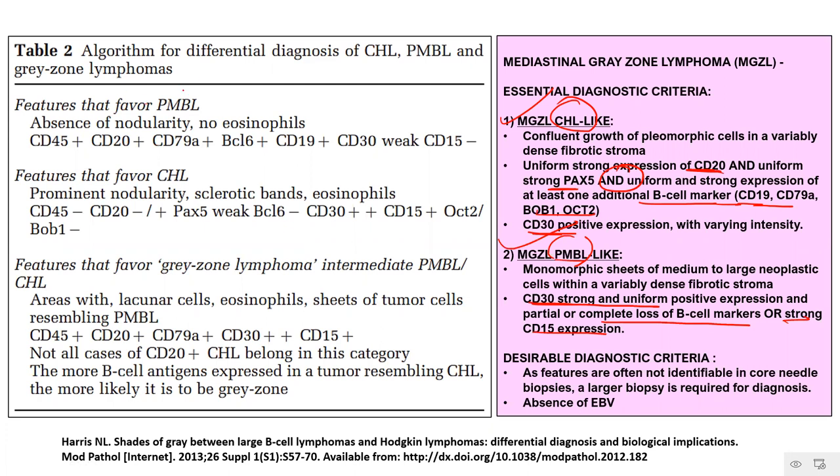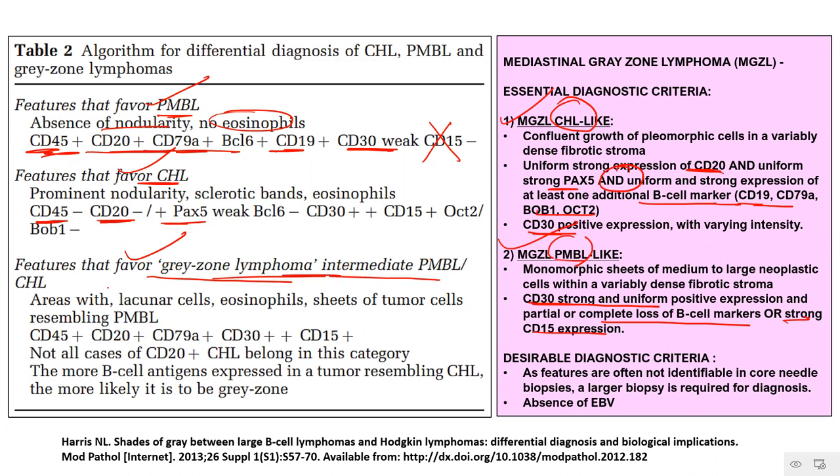So the features that would favor the primary mediastinal B-cell lymphoma would be an absence of nodularity without eosinophils, and the cells would be LCA positive along with strong positivity for the B-cell associated markers. They will show CD30 weak expression at most and not express CD15. Those that favor the classical Hodgkin lymphoma of the nodular sclerosis subtype will usually be negative for CD45, can variably express CD20 and PAX5, but they should not express other additional B-cell markers like OCT2, BOB1, CD79A, etc. While those that favor the gray zone lymphoma intermediate between the PMBL, that is primary mediastinal B-cell lymphoma, and classic Hodgkin lymphoma, will have a histomorphological overlap between the two cases. They will have strong positivity for CD45 along with more than two B-cell markers, that is CD20, CD79A, along with OCT2, BOB1. They will also show variable degrees of positivity for CD30 and CD15.